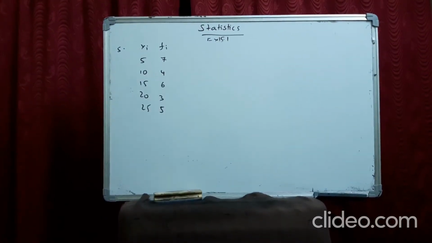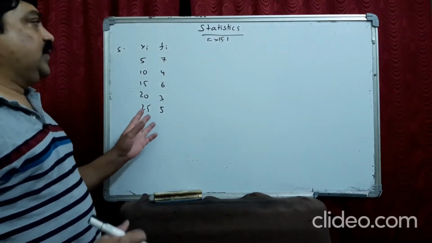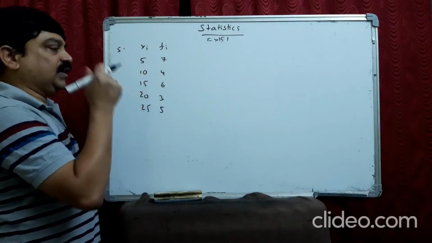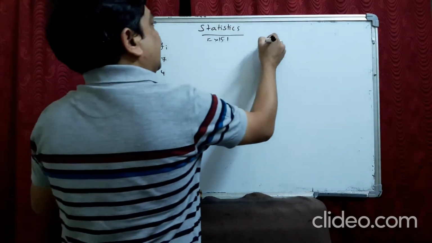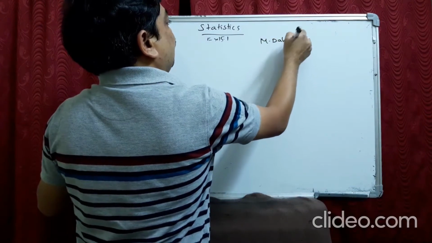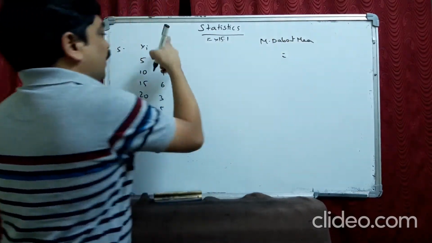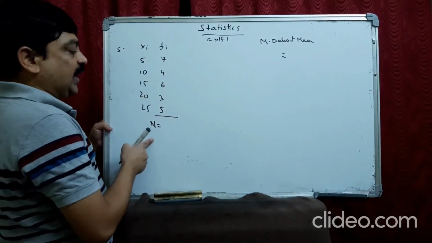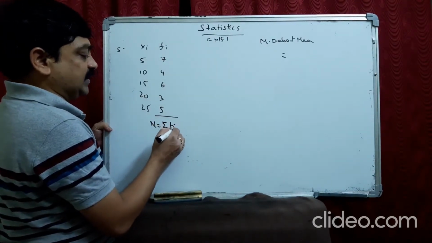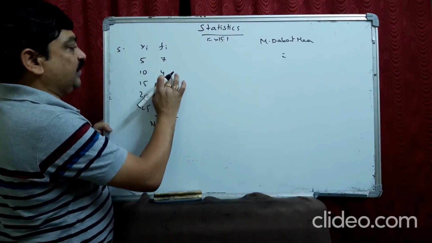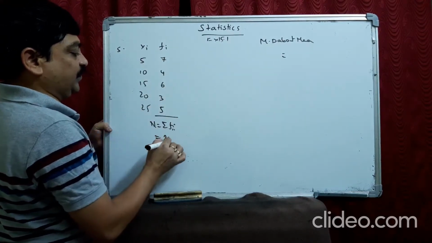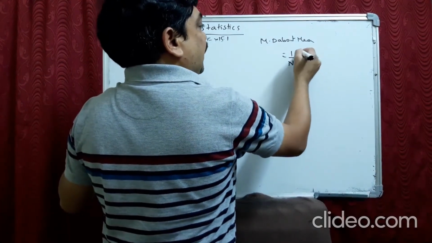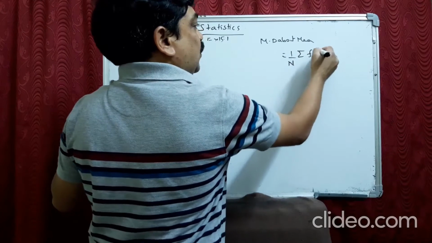Okay, see the fifth one. Again, this is grouped data without class intervals. All xi are given, fi are given, and we want mean deviation about mean. How do we find this? When you have frequencies, we take capital N, not small n, as the number of observations. Capital N is nothing but the sum of the frequencies. What is the sum of the frequencies here? 11 plus 6 is 17, 20, 25. Capital N is 25.